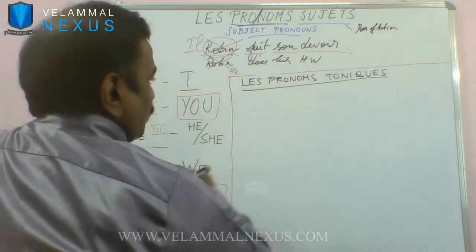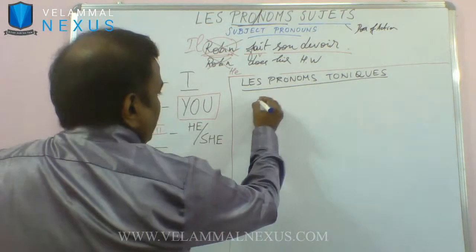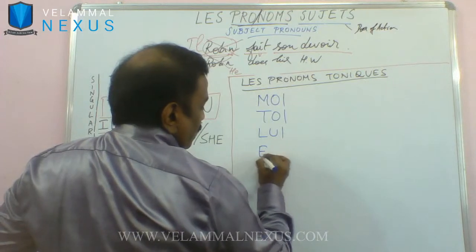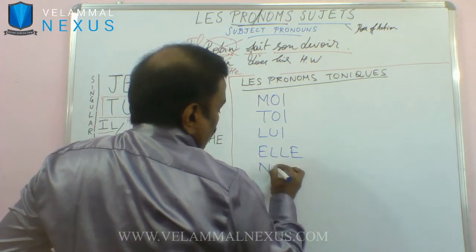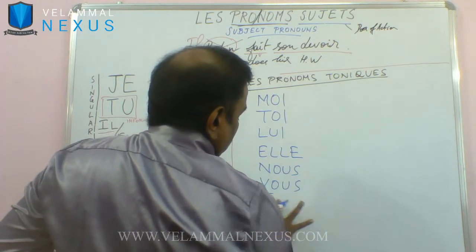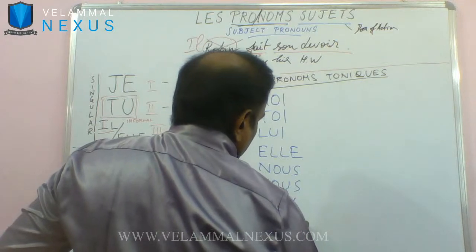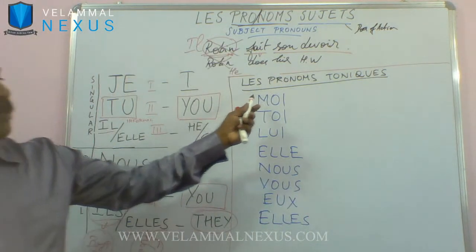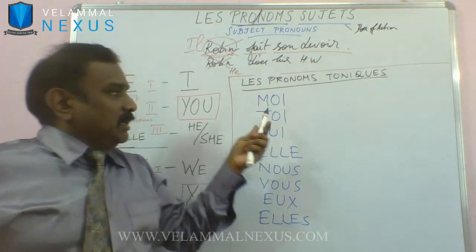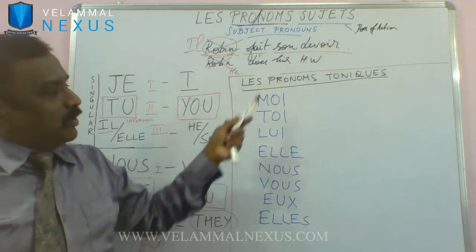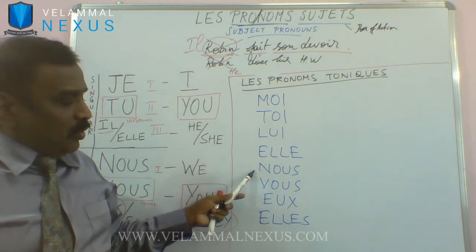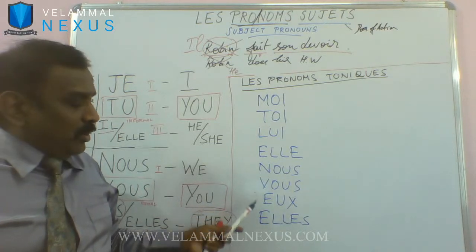We'll see what the pronoms toniques are here. The pronoms toniques in French are moi, toi, lui, elle, nous, vous, eux, elles. Le pronom tonique in French has many usages, but I'll give you a few important ones. Okay, first let's know what the pronoms toniques are: moi, toi, lui, elle, nous, vous, eux, elles.